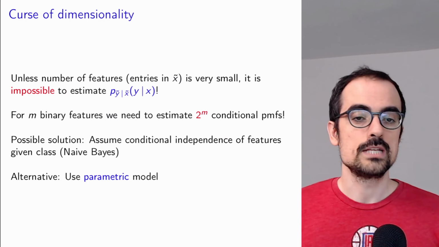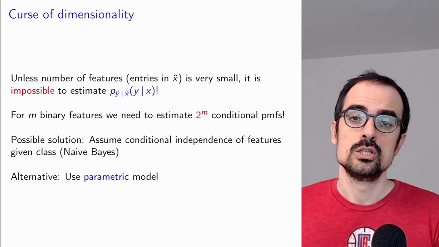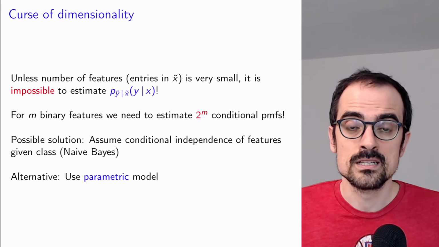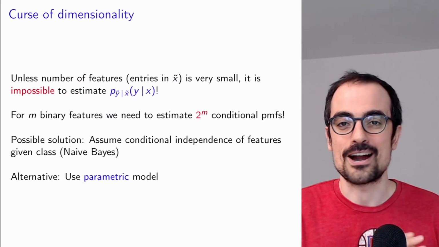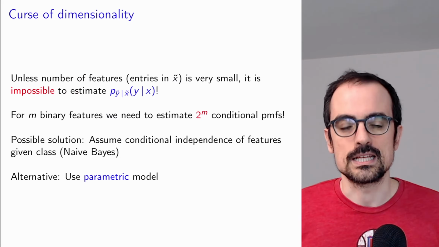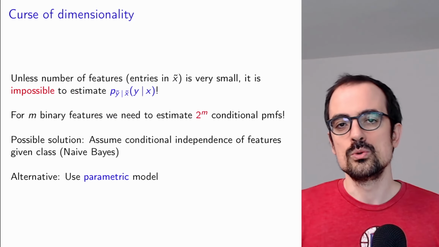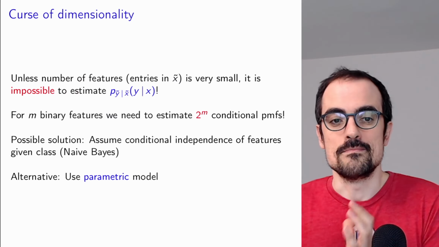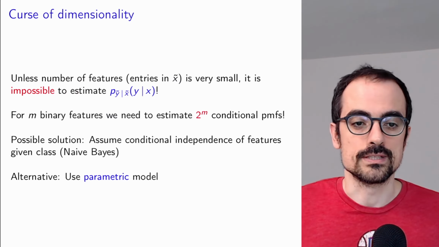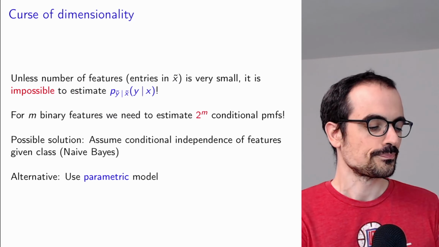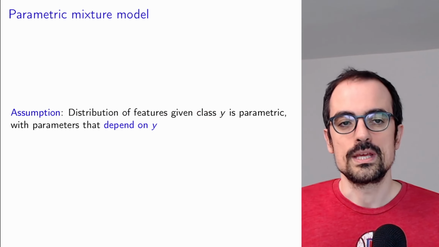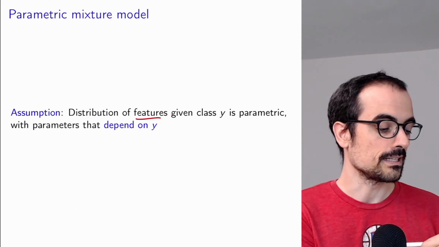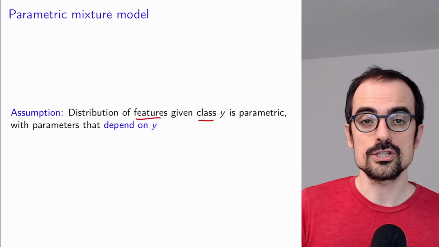What we're going to do is use a parametric model to represent the distribution of the features given the class, and then we're going to apply essentially the same argument or the same procedure that we applied with naive Bayes, where we use one of the variants of Bayes' theorem to then derive the probability of the class given the features. So here our assumption is that we can model the distribution of the features given the class using a parametric distribution that depends on the class.